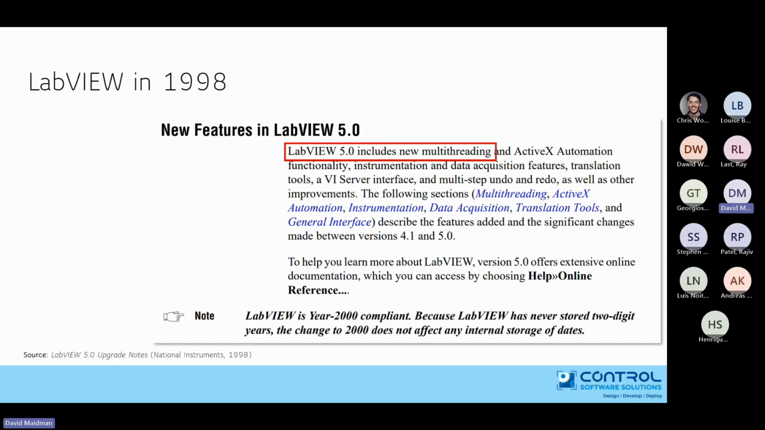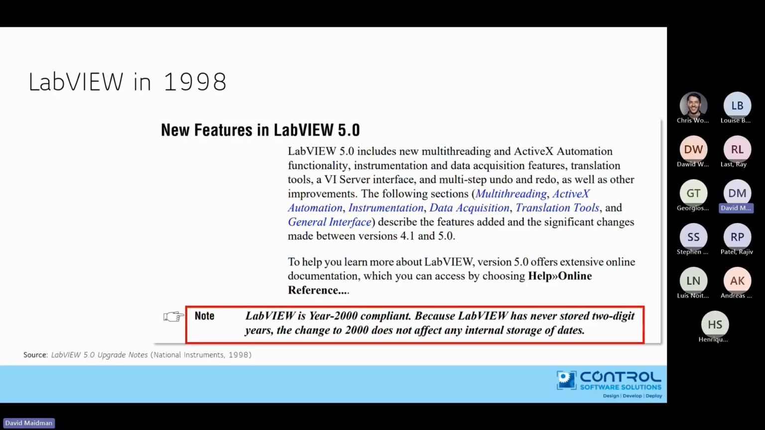So taking a look at LabVIEW version 5 and looking in the release notes, which I found online, LabVIEW 5 includes multi-threading. Okay, just to give a bit more context as well, on the same release note, we got a nice big warning here saying that LabVIEW is year 2000 compliant. So it was a little bit ahead of its time. I don't know if everyone remembers the Millennium Bug, but that kind of shows with the technology that we was working with back in 1998. To me, it doesn't feel like a long time ago, but things have changed quite a lot.